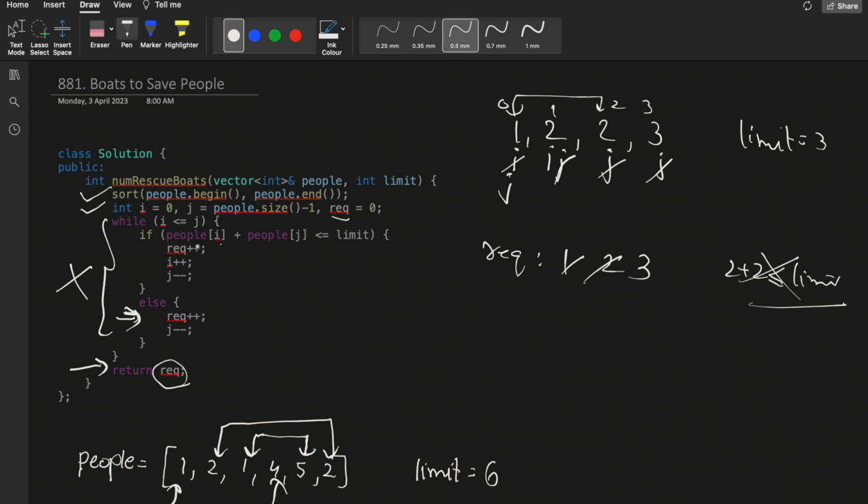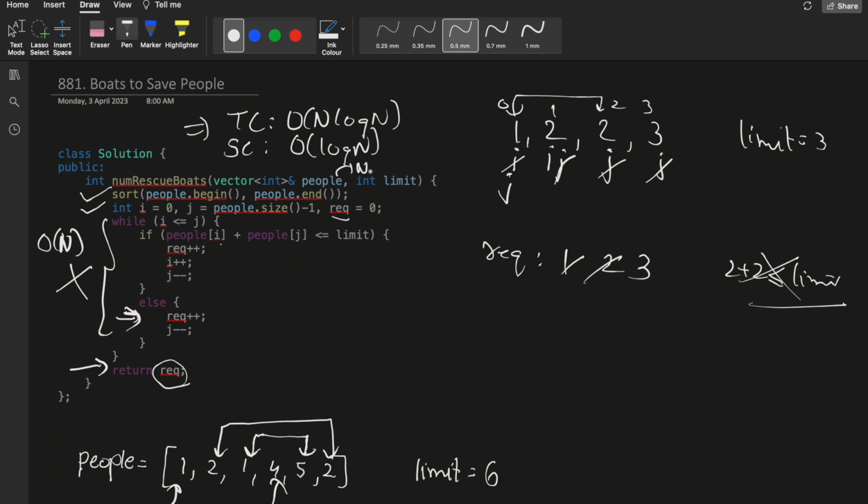Now talking about the time and space complexity, the time complexity for the solution is O of n log n, because we are sorting the people's array of size n, and this while loop will only take O of n time in the worst case. So overall you can take the time complexity as O of n log n, and the space complexity here would be O of log n.